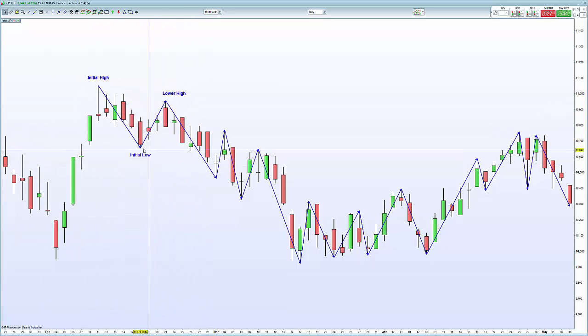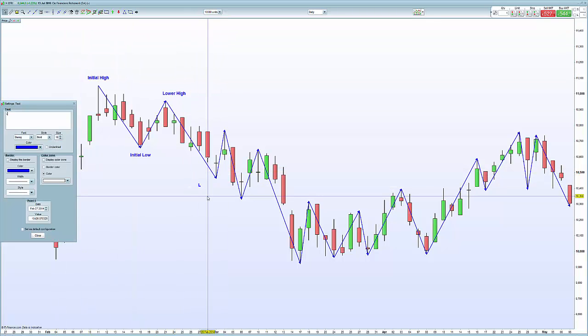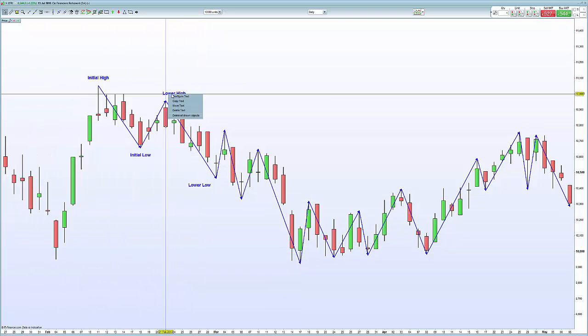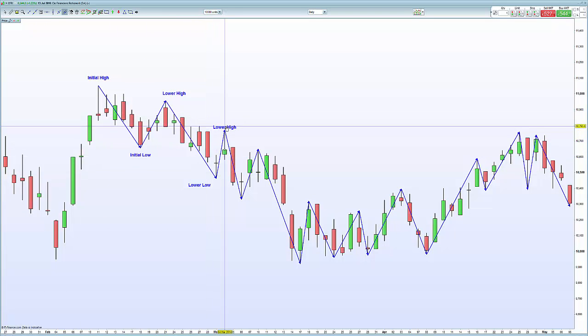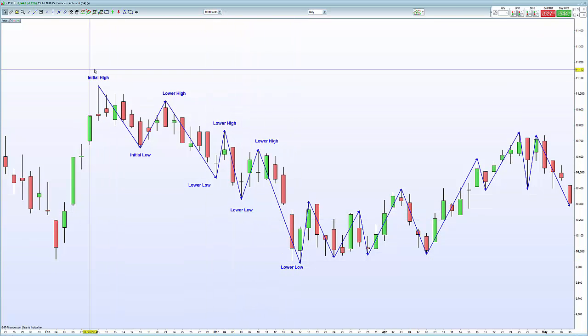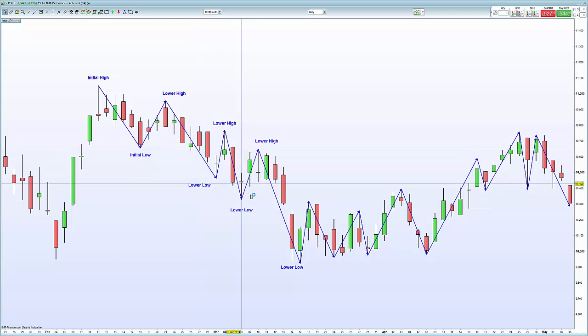Market pushes down, breaks previous structure, makes a lower low. Then it pushes back up, makes a lower high, and so on and so forth. We continue to make lower lows and lower highs. This is your classic definition of a downtrend. So this is your market in a downtrend, and when in a downtrend, what you would be looking to do is find an opportunity to short in this market.